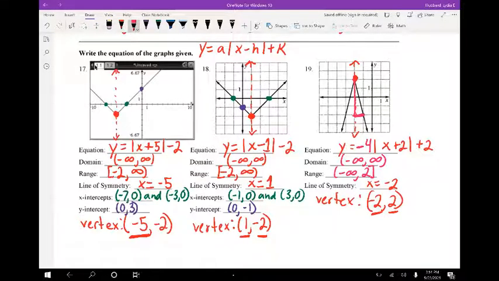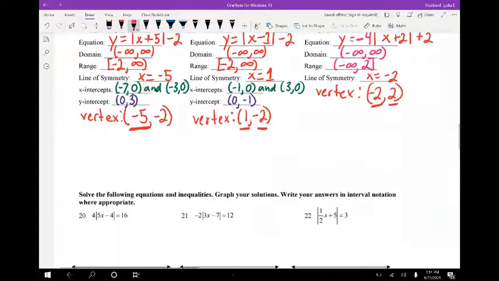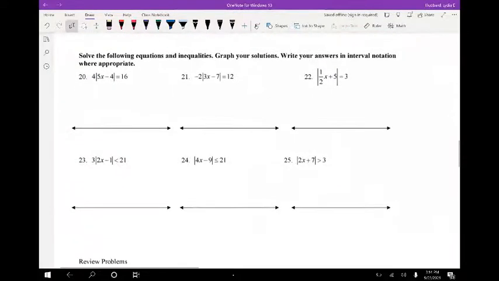And we'll put a bracket around that because it's a closed circle. Okay, now we can move on to solving some equations and inequalities. So we want to solve the following equations and inequalities, graph the solutions, and write our answers in interval notation.